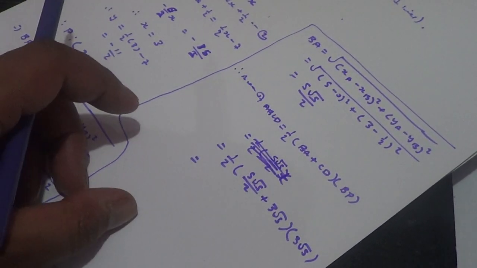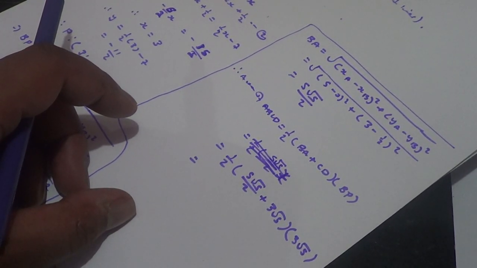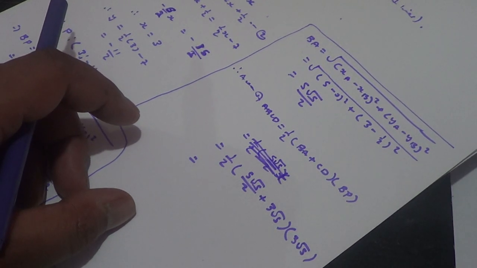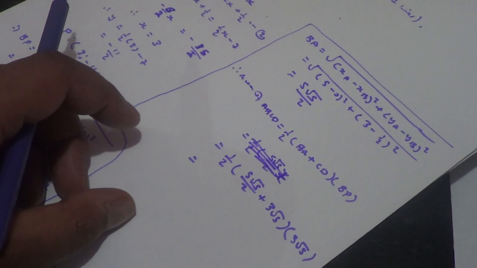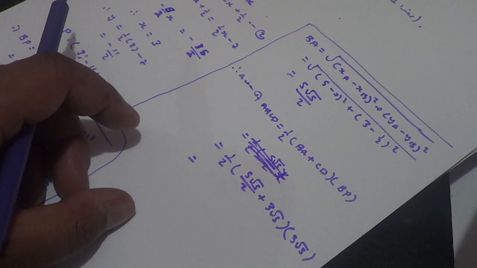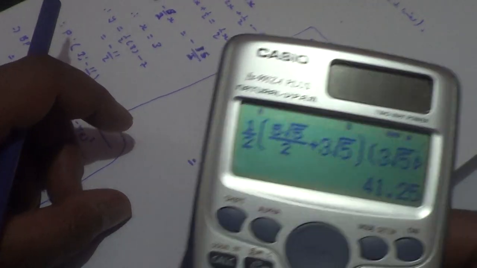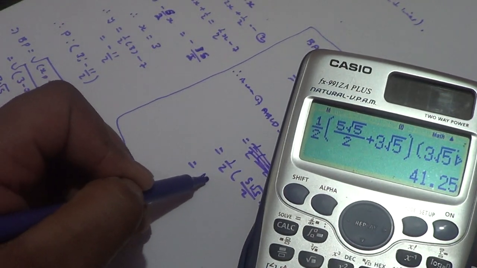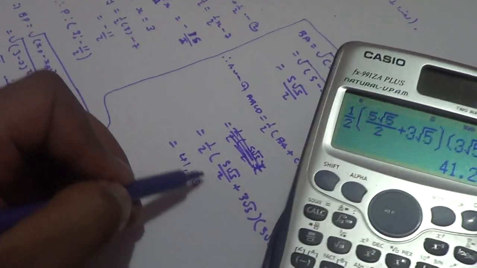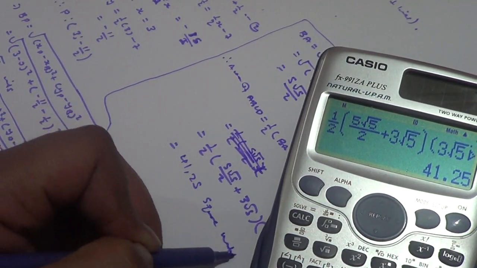So just put that thing in the calculator. So we have 1/2 into 5 root 5/2 plus 3 root 5 into 3 root 5. Okay. So let's see what we get. Okay, I get that, which is 4, 1, 2, 5. Can say square units.